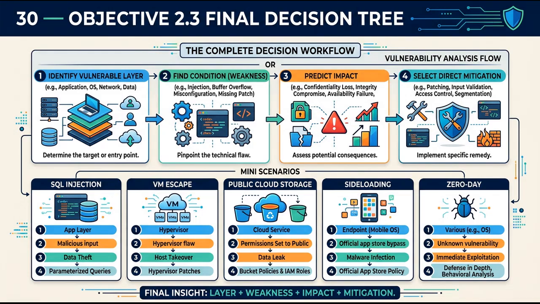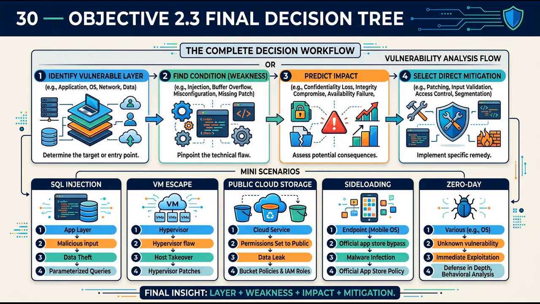Finish Objective 2.3 with a 4-step decision process. First, identify the vulnerable layer: application, operating system, web, hardware, firmware, virtualization, cloud, supply chain, cryptography, configuration, mobile, or unknown zero-day. Second, identify the condition.